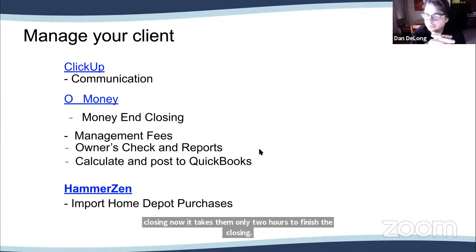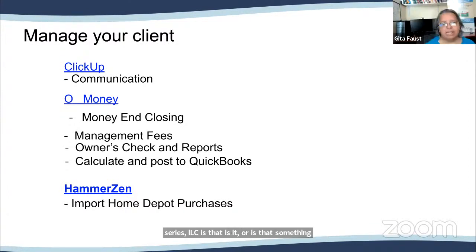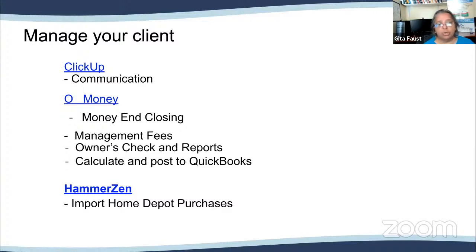So is that, I'm trying to sound smart, is that the Series LLC? Or is that something completely different? That's completely different. You're talking about, yeah. Okay. That's completely different, and it all depends on how their entities are set up. So property management companies also use OMoney. It works with only QuickBooks Desktop because it has all that flexibility that we needed in desktop.